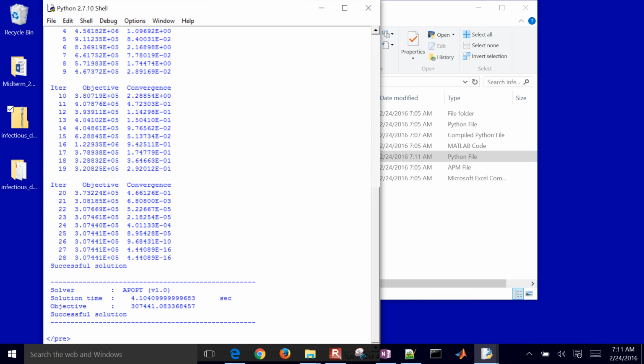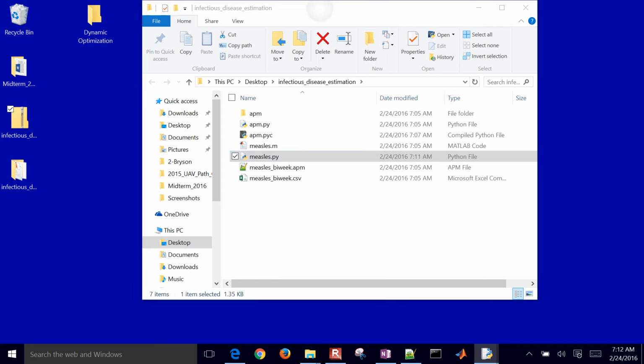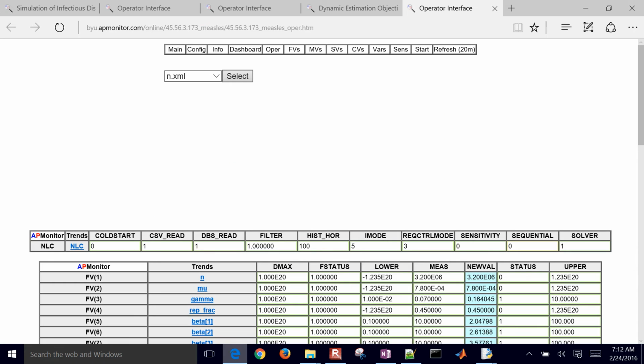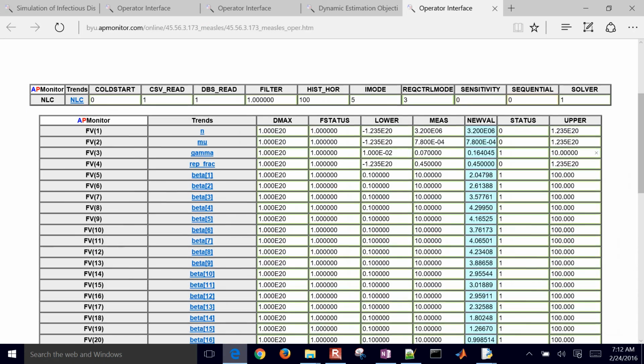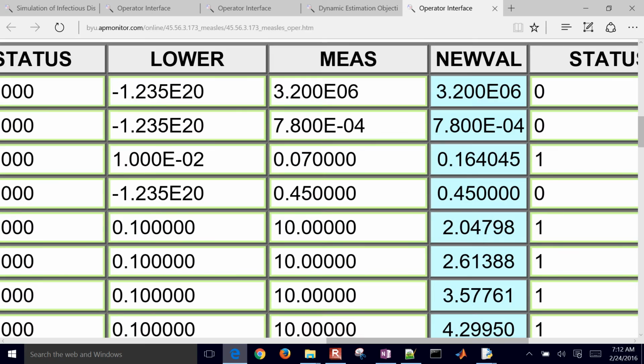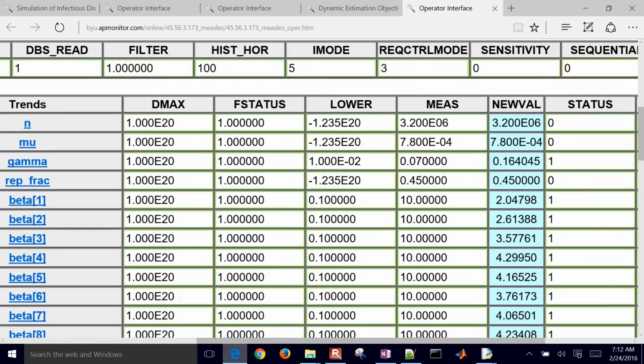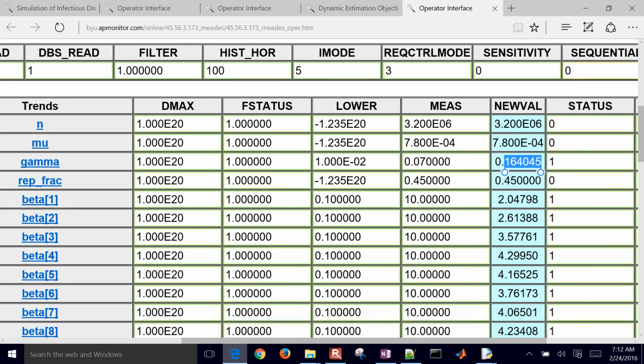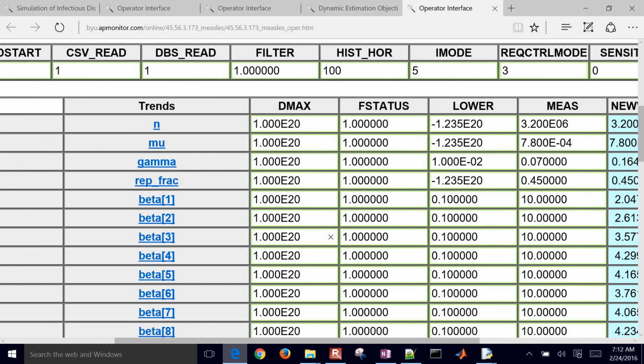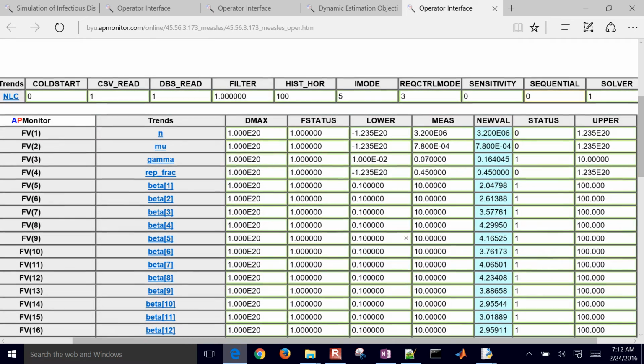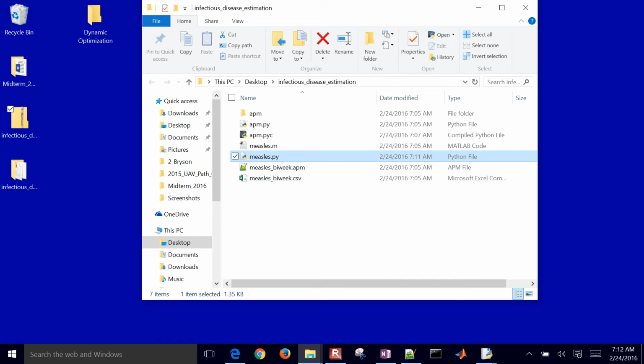Let's just make sure that was successful. Okay, so it took about 4 seconds to solve that, to estimate these beta and gamma values, and then it opened up a new web viewer, and there you can see the value of gamma, 0.164. Okay, so that's the recovery rate with the gamma value. Okay, so there is our second one, part B.